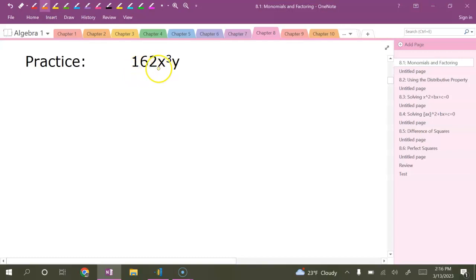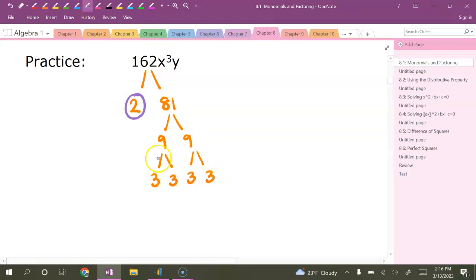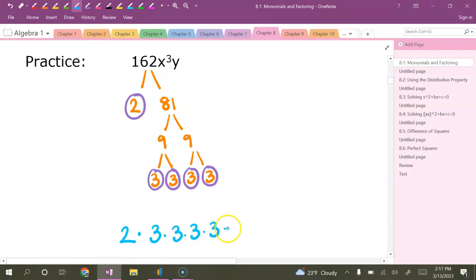So for this first one, 162, again, there's more than one way you could have done this. Probably the most common way that I see students do it is they do 2 and 81. Now 2 is prime, so I'm going to circle that one up. 81, though, can get broken down to 9 times 9, and those 9s can get broken down to 3 times 3. And then that gets us all of our prime numbers here. So then to write this one out, it should have been a 2. Don't forget about that 2 up there at the top. And then I have these 4 3s. And then my letters. I have 3 X's and a Y.